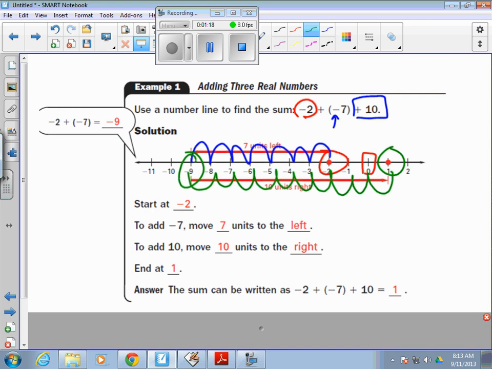And again, those are your steps. To add, start at -2 because that's the first number given. To add -7, move 7 units left. If it's negative, you're moving left. To add +10, move 10 units to the right. You end up at +1.